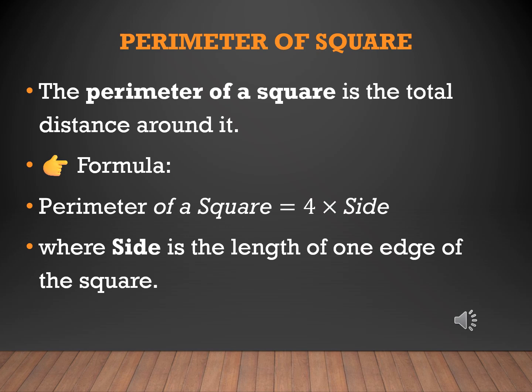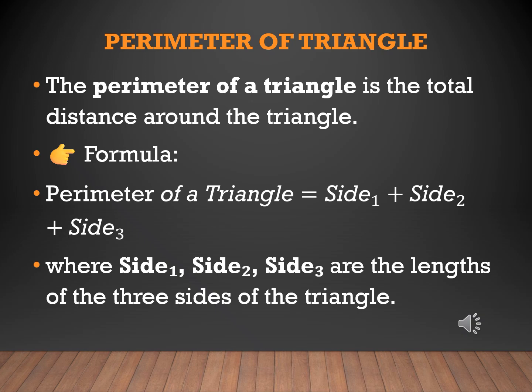of the square. Okay, let's now discuss how to calculate the perimeter of a triangle. The perimeter of a triangle is the total distance around the triangle. The formula is: perimeter of a triangle is equal to side 1 plus side 2 plus side 3. Since a triangle consists of 3 sides, we have to add all the 3 sides of the triangle, where side 1, side 2, side 3 are the lengths of the 3 sides of the triangle.